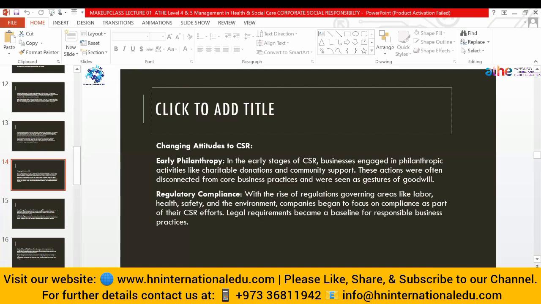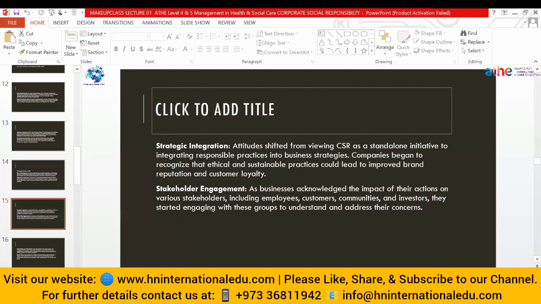Whether it's the government or general public businesses and organizations, what we have to focus on is the health of the people, safety, environmental impacts, and each and everything. Then we have strategic implication. Attitude shifted from viewing CSR as a standalone initiative to integrating responsible practices into business strategies. What it means is, the way people used to think back in the 18th and 19th century, now they have changed totally.